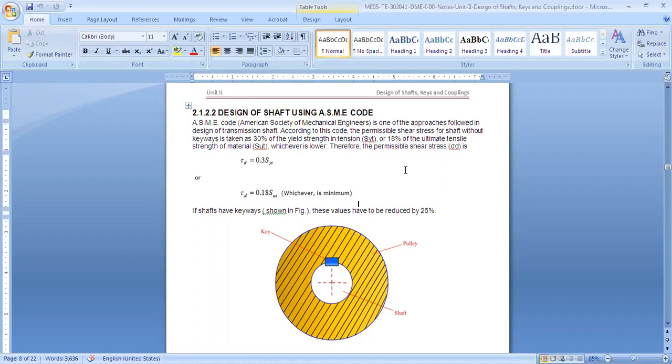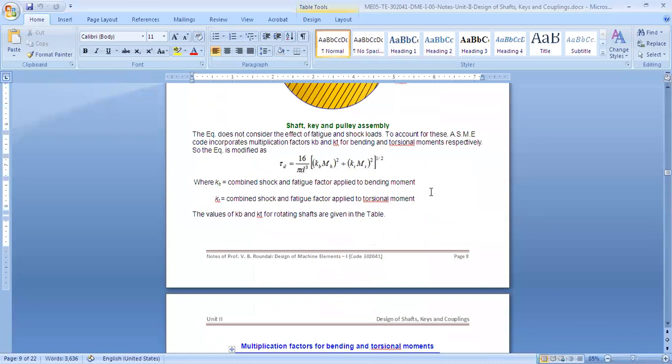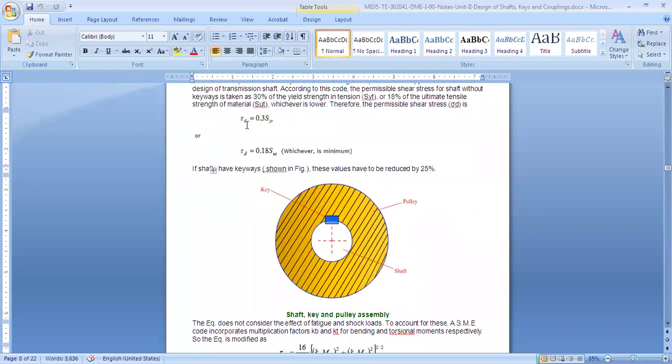So this is the first difference from the regular procedure. We will take 30% of the SYT or 18% of SUT, and whichever is minimum we will take for our design. Now this is for the regular shaft, a shaft without keyways, but all shafts will generally have keyways. Without keyways, there is no use of the shaft. So if there is a keyway in the shaft, then we will reduce these values by 25%, meaning we will take 75% of the allowable stress.